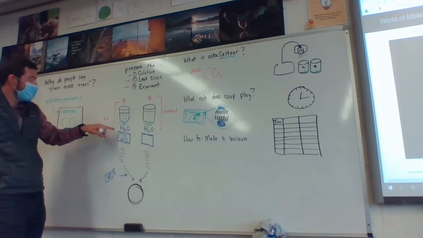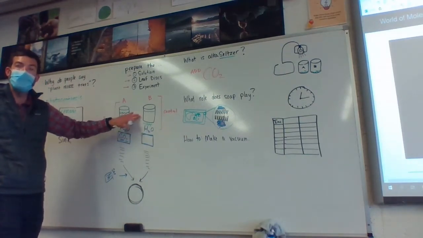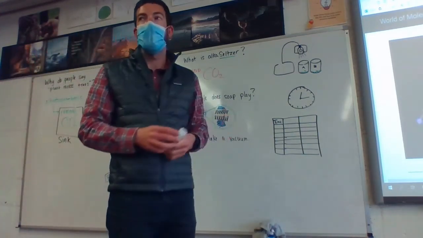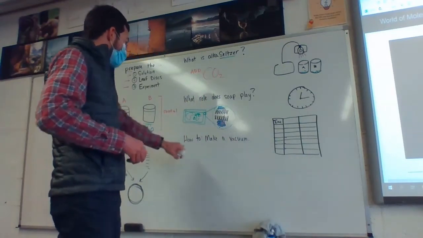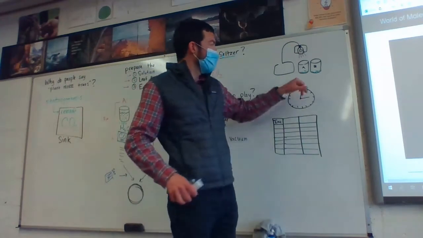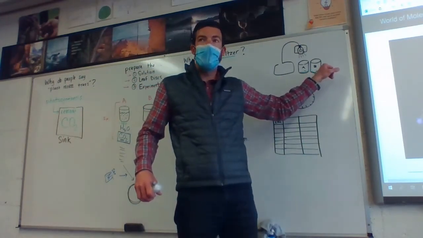The syringes help force the water and the CO2 into the cell, or just the water into the cell. And the soap is like the thing that allows that to enter the cell. So that's how we make a vacuum. Then you'll know your vacuum works when all of your leaf pieces sit at the bottom of your beakers.